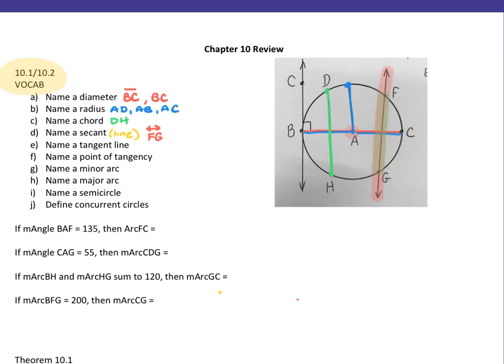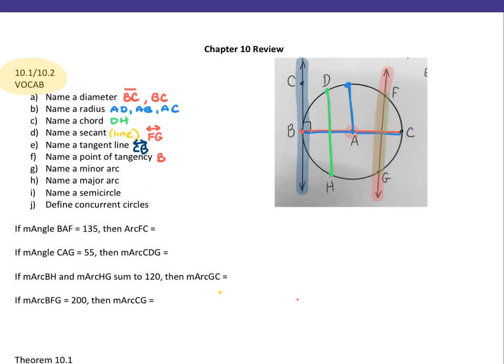A tangent line is a line that intersects the circle at just one point. That would be this line here, which is CB. This tangent is also a line, so it needs the arrows. So CB or BC would be that line. The place where it touches the circle, B, is the point of tangency. So that's a point.